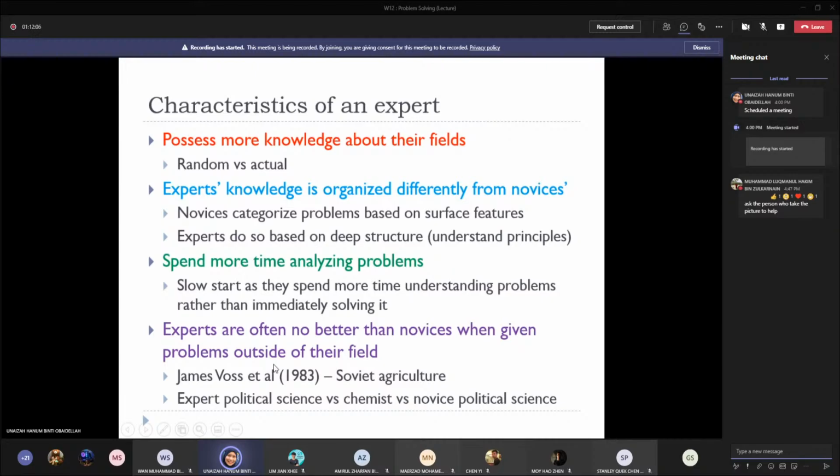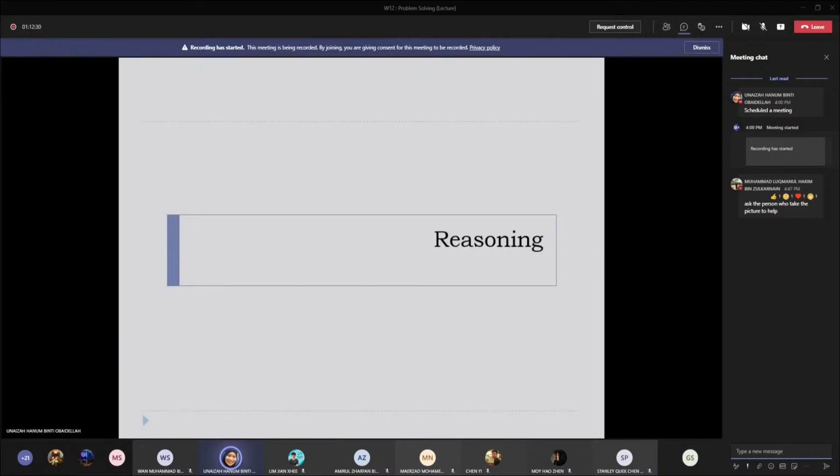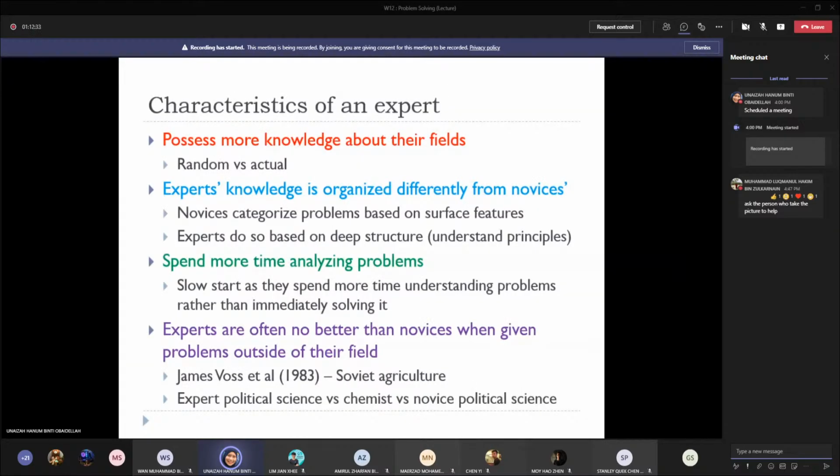Experts often don't know better when it comes to problems outside their field. So let's say you're good in agriculture, and you're tested on computer science, maybe you don't have that knowledge in computer science. Someone in political science wouldn't have the same knowledge as a chemist, or a novice political science person. So that's why the range of information or domain knowledge can be different from one person to another.